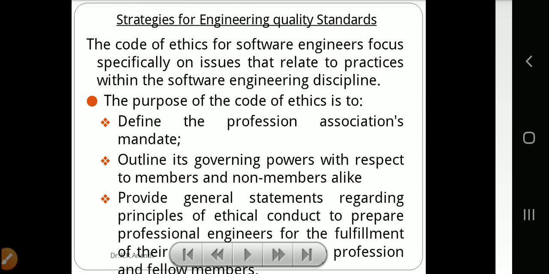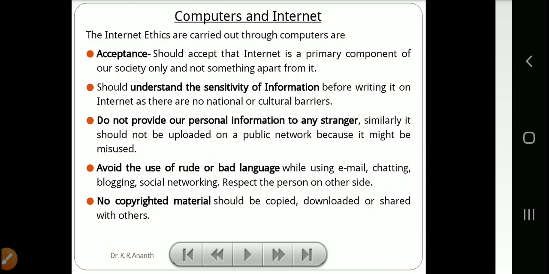First, they have to define the professional association authorization, governing the power with respect to members and non-members alike. Later, the principles of ethical conduct prepare professional engineers for the fulfillment of their duty to the public.